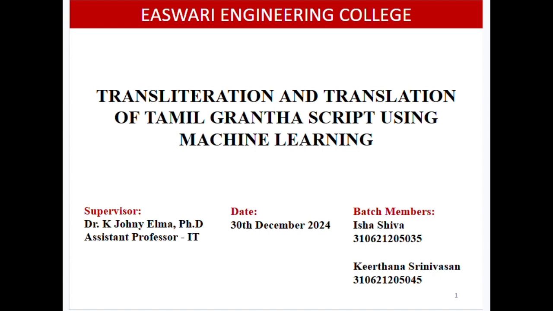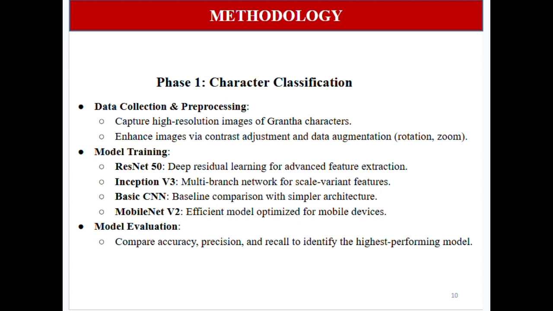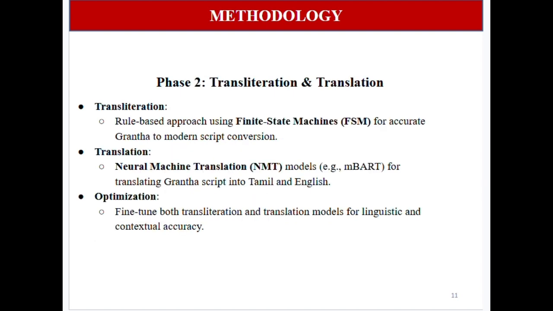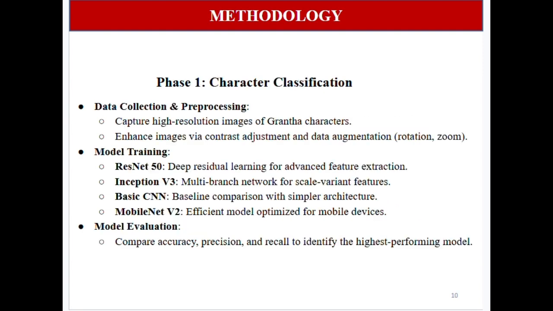So as of now, the project has been divided into two subdivisions, mainly the character classification phase and the transliteration and translation phase. The transliteration and translation phase is the main process of this project, and that's the main goal. For now, the first process is mainly for research purposes and is to identify the most suitable machine learning model for classification of the grantha characters.